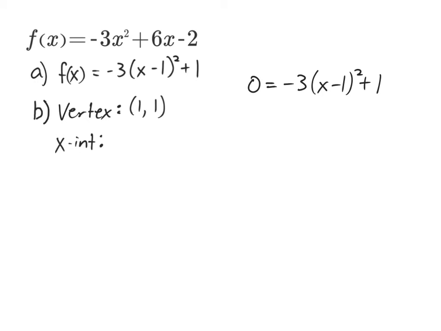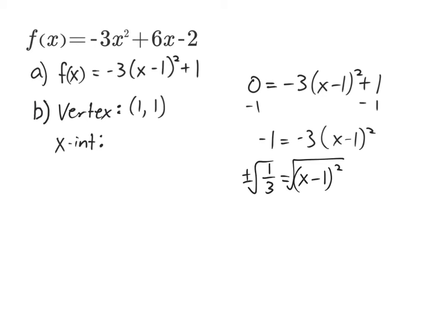So what I need to do is get that squared by itself, so I'm going to subtract 1 from both sides. Now, if you notice, this guy is getting multiplied to this guy, so we need to undo this guy, so I need to divide by -3. If I divide by -3, I get 1/3 equals (x minus 1) squared. Now I can square root both sides, and when you square root both sides, make sure you remember plus or minus on that side. So I get x minus 1 equals plus or minus the square root of 1/3.